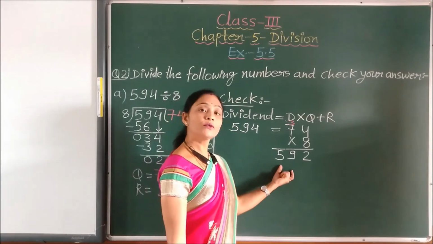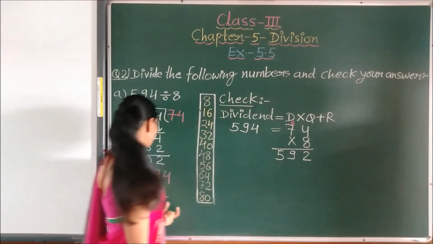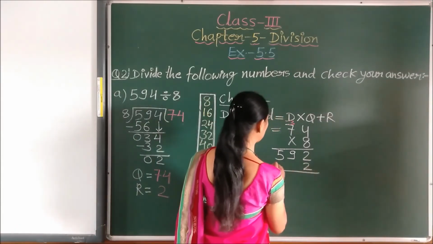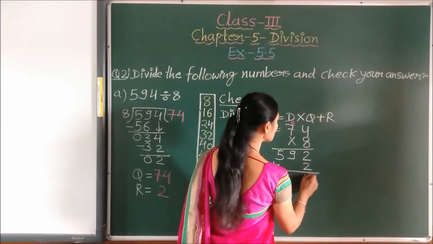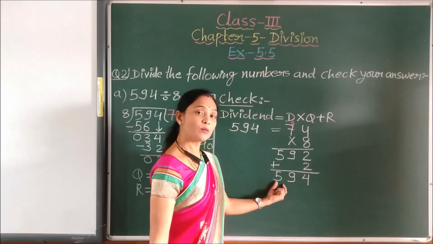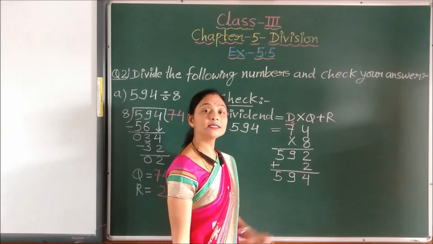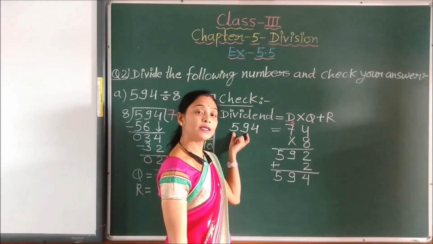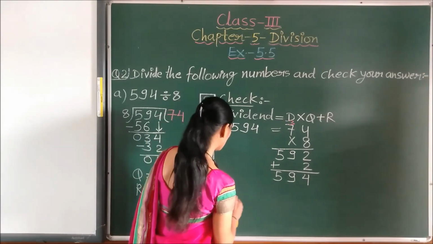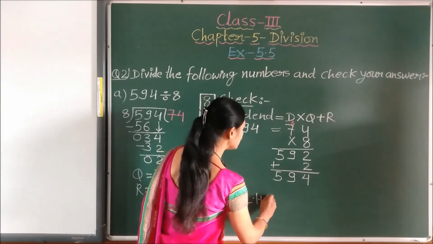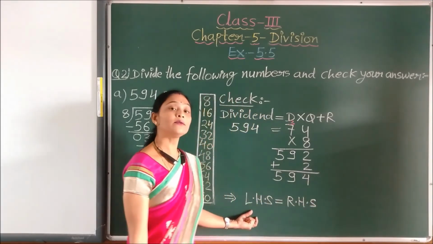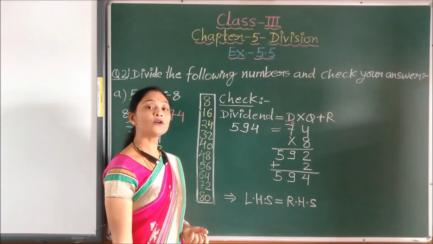Yes. Now what to do? We have to add the remainder here. So what is the remainder? Remainder is 2. So we will add here 2 on the ones place. So 2 plus 2 how much? 4 and here 9 and this is 5. Yes. How much did we get? We got 594 and here also it is 594, which is the dividend. It means our answer is correct. Means we got left hand side equal to right hand side. So this way we may check our answer of division also.